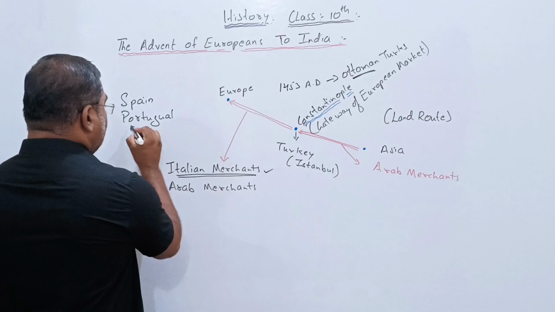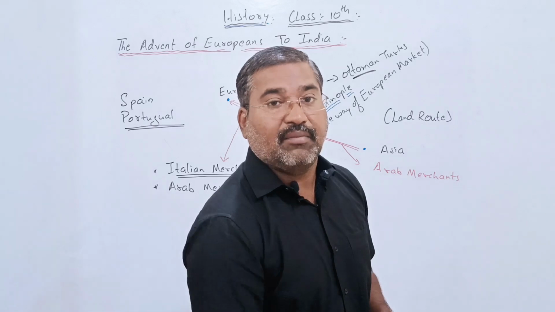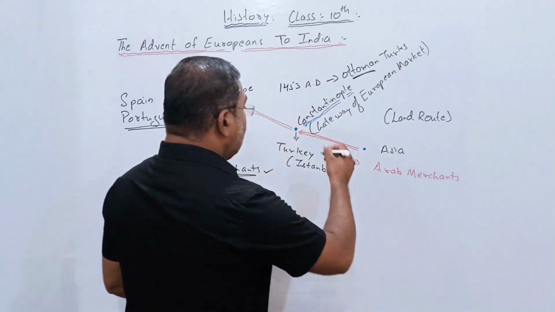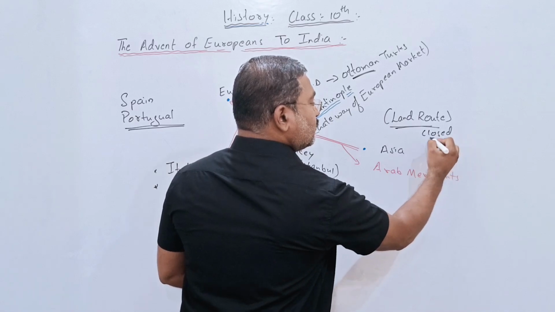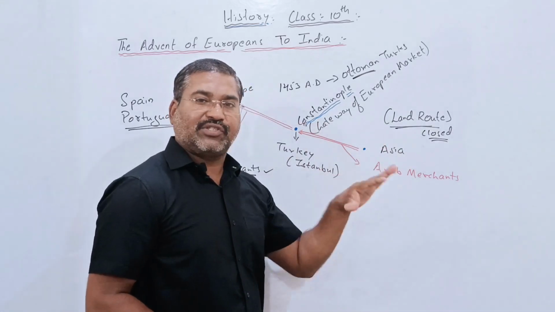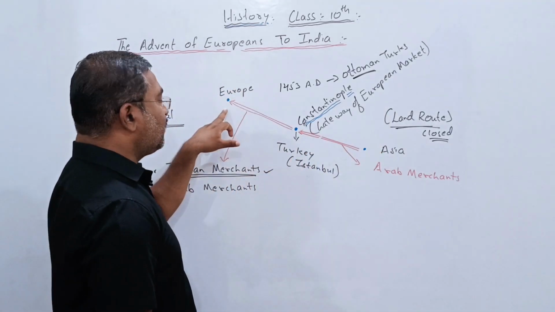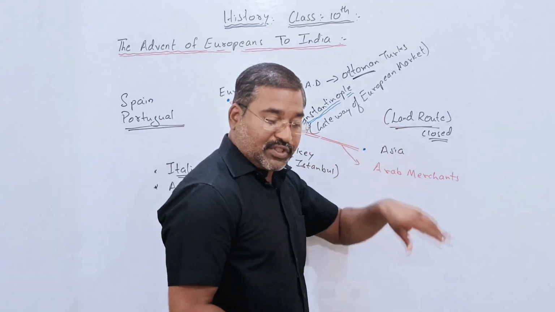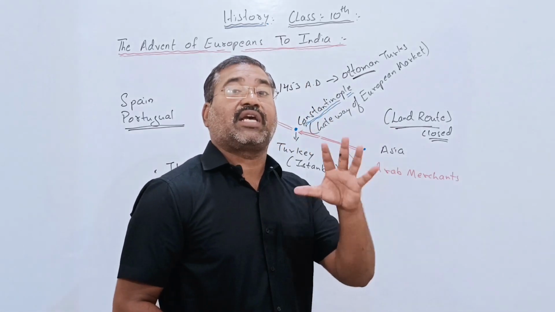was none other than Portugal, whose people we also call the Portuguese. So the land route was closed. On this side there was no problem, as the Arab merchants were doing their work as usual. The problem was from Constantinople up to Europe. So the land route being closed made Europe think about it, as there was a heavy demand for Indian products.